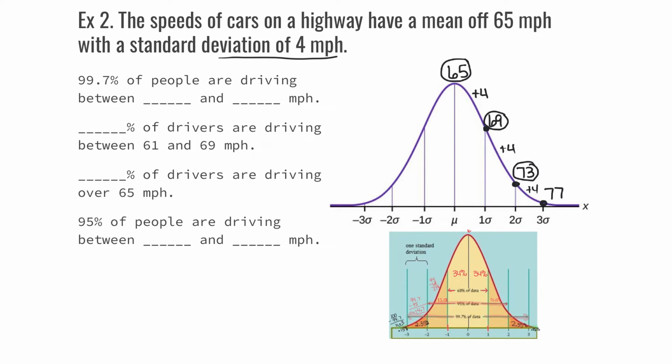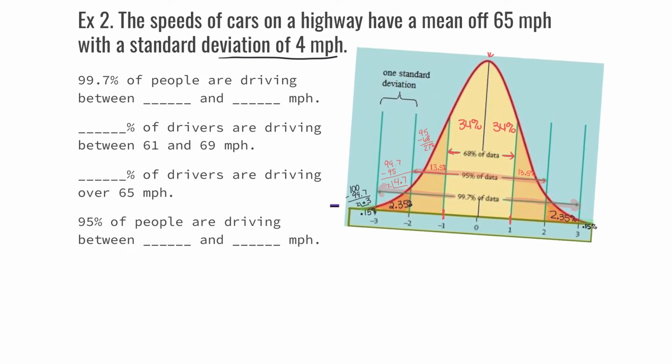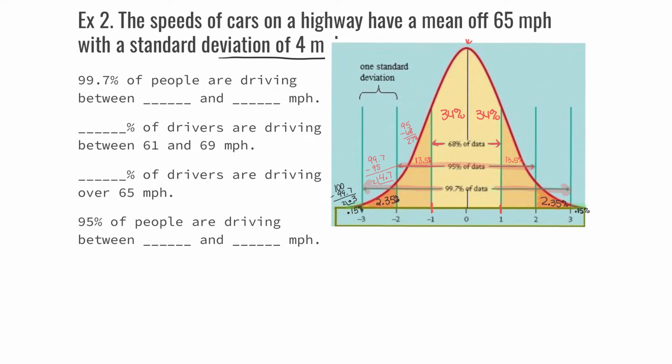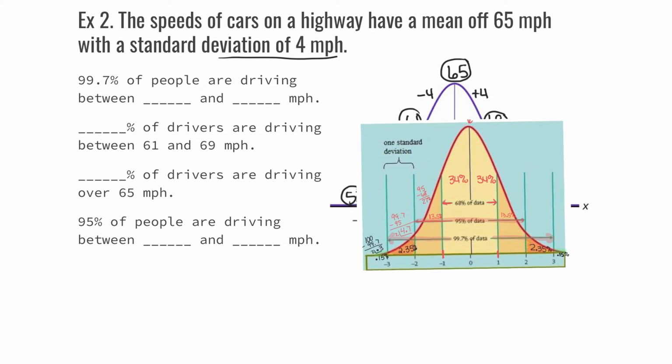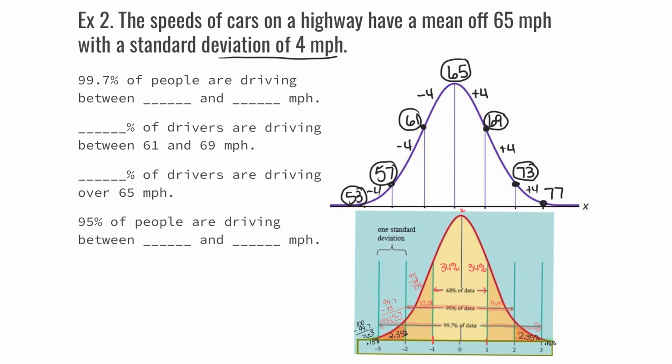If I go backwards, so now I'm going backwards 1 standard deviation, so I'm going to subtract 4. This would be 61. Go back another one, subtract 4. 57. Go back another one, subtract 4, so this would be 53 miles per hour. Now let's go ahead and answer the question. Now the other thing I want you to think about is where are these percents located? Okay, so if I cover this up and look at my percents, let's remember that as we're working forward, okay?